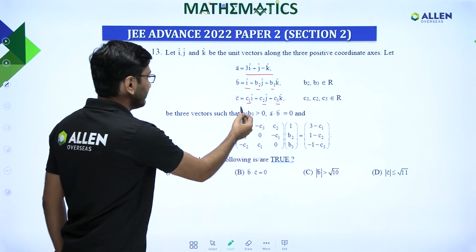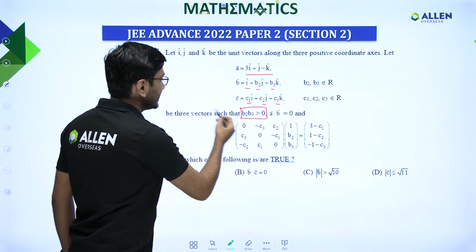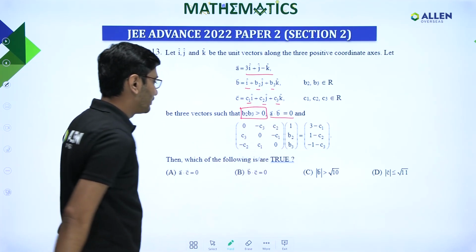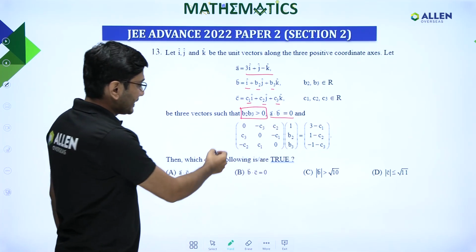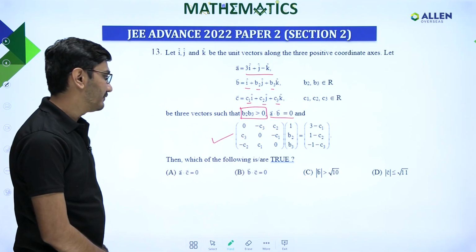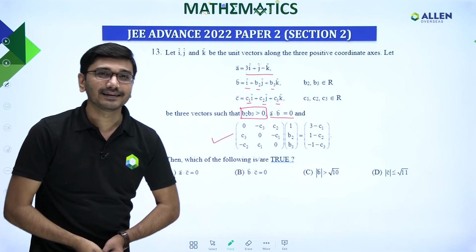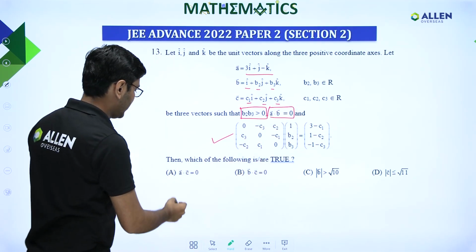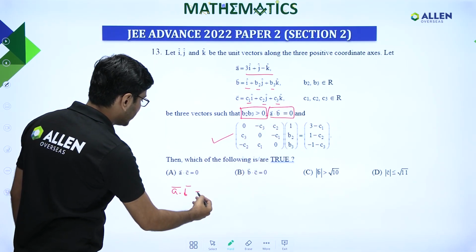They have even given that b2 into b3 is positive, the product of b2 and b3 is positive, and a dot b is 0. This matrix form equation is also given, and we need to check which of the following options are correct. So, I will start with this a dot b equal to 0.